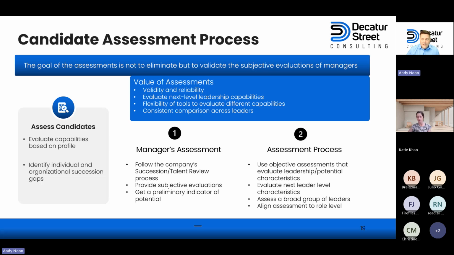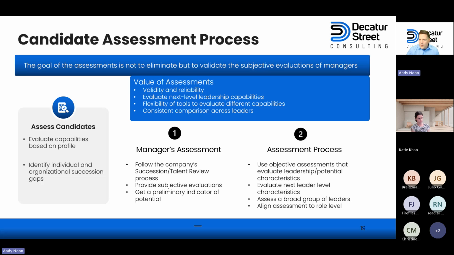The other thing is assessments are relatively cheap nowadays. You can do a personality inventory for $100, and that's not nothing, but it certainly gives you the opportunity to engage with a broader group of individuals. And then align your assessment to the role, which means that if you're identifying individuals for the CEO job, your level of assessments needs to be way more sophisticated.